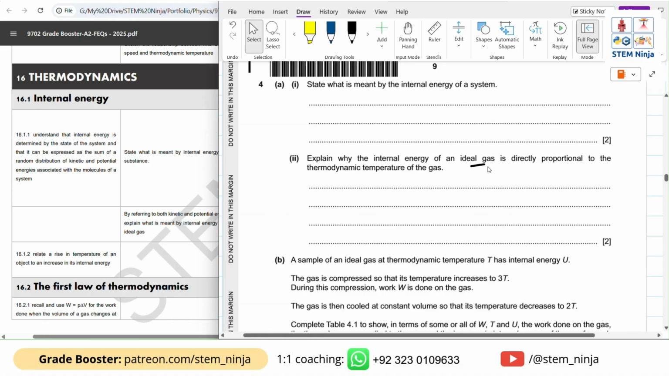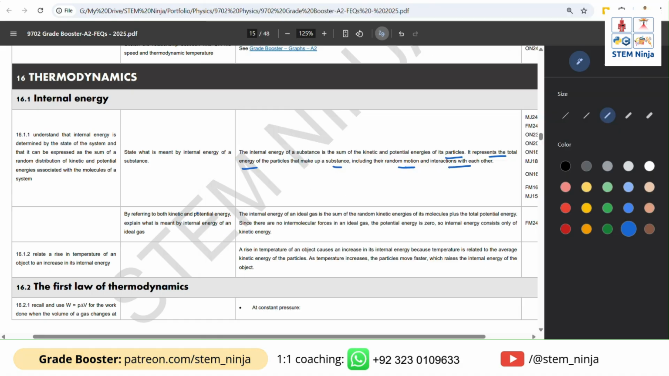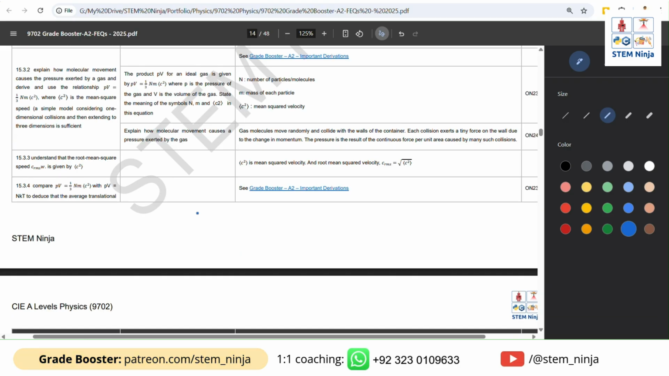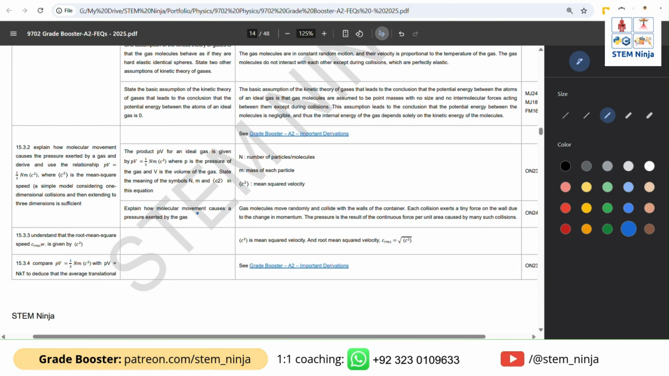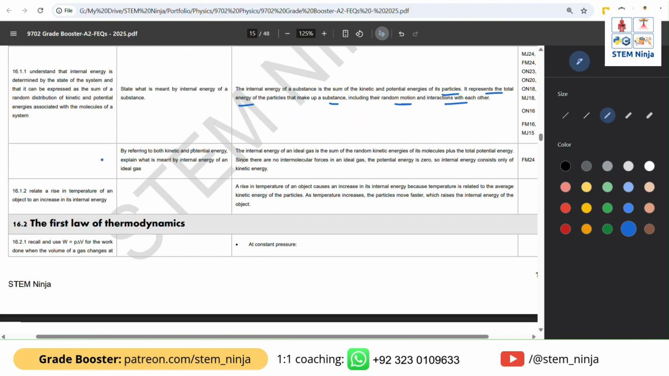Internal energy of an ideal gas is directly proportional to the thermodynamic temperature. So this is going to be in the ideal gas part, I guess. Okay, so you see over here, these 2 points over here. By referring to both kinetic and potential energy, explain what is meant by internal energy of an ideal gas. The answer that we're looking for is explained over here.